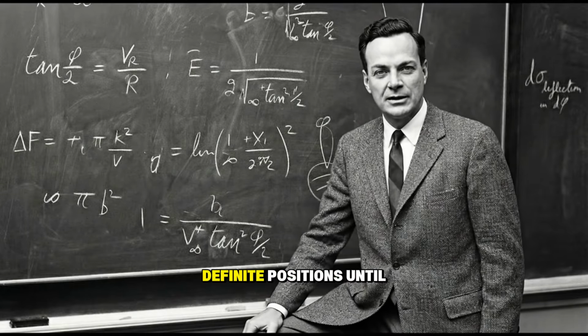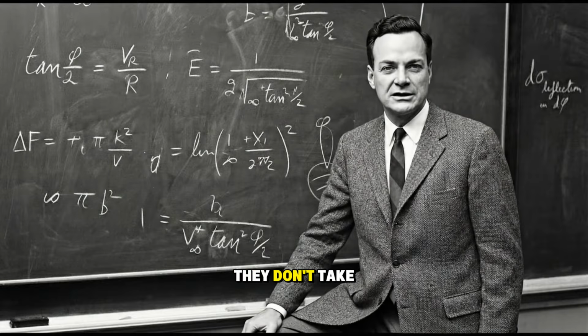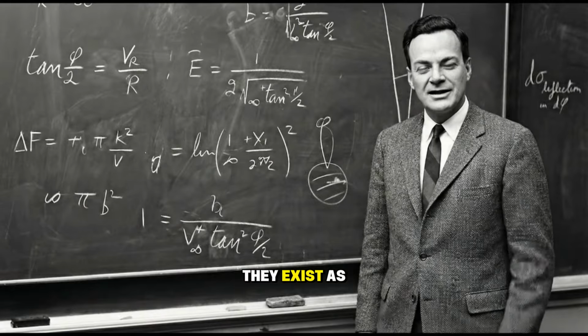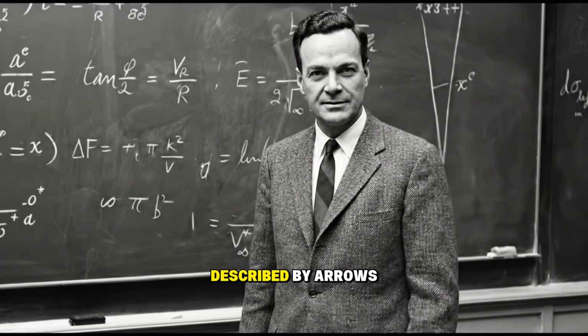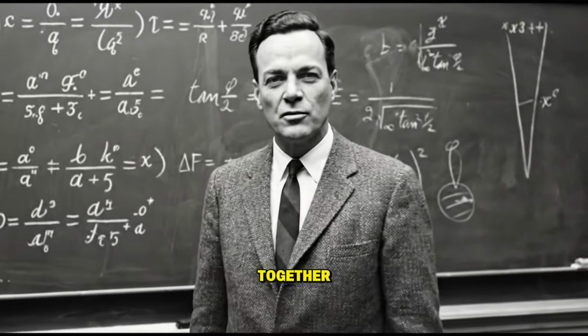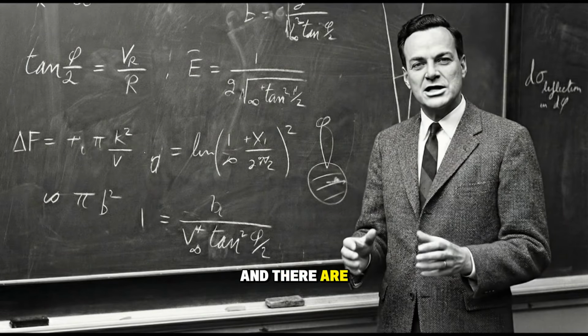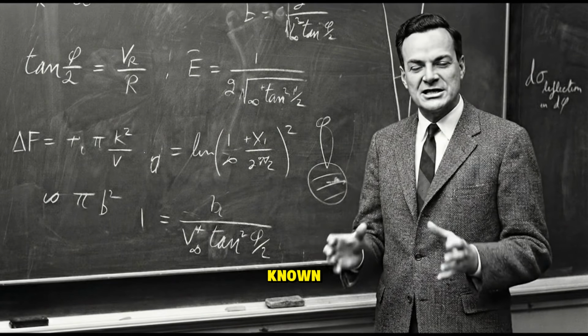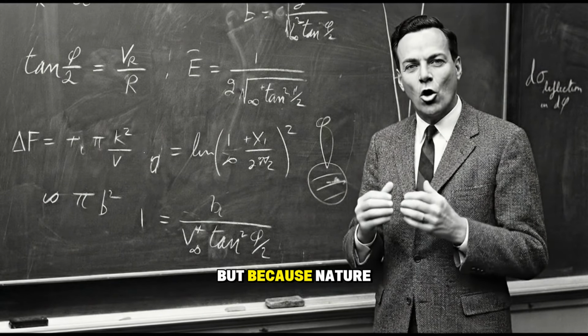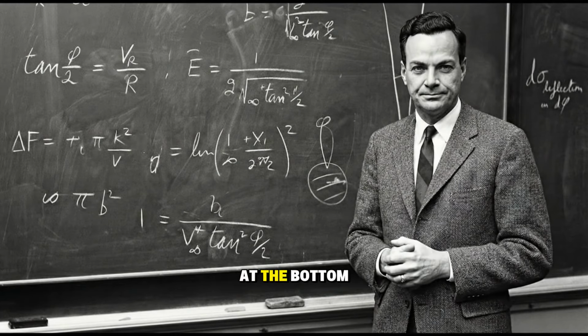Particles don't have definite positions until you look. They don't take definite paths. They exist as clouds of probability, described by arrows that we add together. The act of observation changes the outcome, and there are fundamental limits to what can be known, not because we're ignorant, but because nature itself is fuzzy at the bottom.